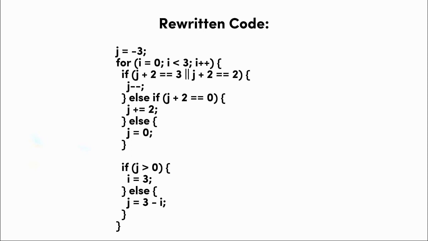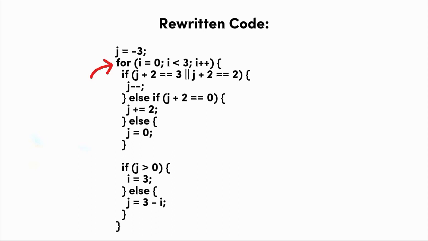So here is the rewritten code. First is initializing the variable j with a value of 3. And then we initialize a for loop where i is equal to 0, i is less than 3, and i plus plus. This loop will iterate i from 0 to 2. The condition i less than 3 ensures the loop runs up to 3 times unless we manually adjust i within the loop.